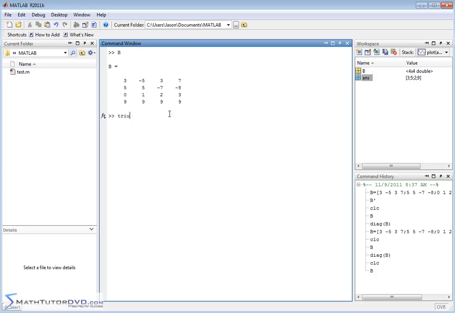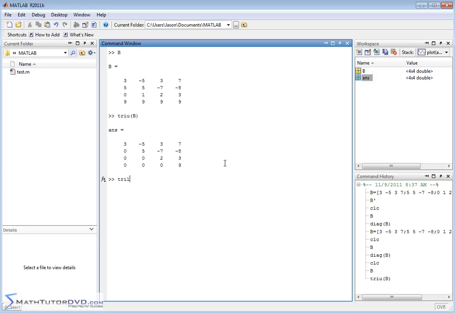So you have TRIU, that means triangle upper. If we just pass it a matrix, triangle upper, it's going to produce another matrix, but it's basically only going to have the upper triangular elements, including the diagonal that remains. Everything else is going to be set to zeros. And so now you have these elements that you can use in subsequent calculations or whatever you're trying to do.